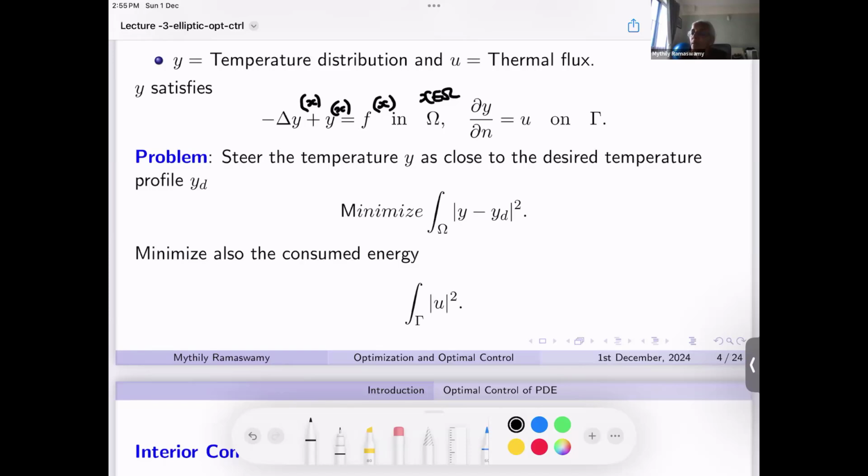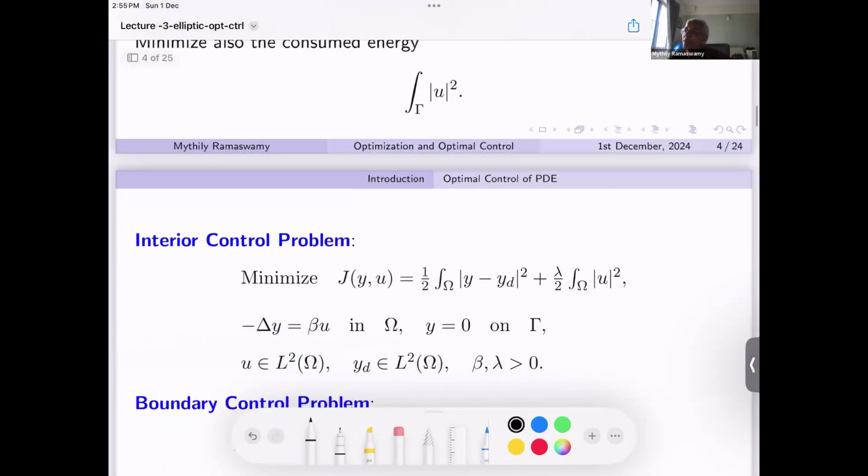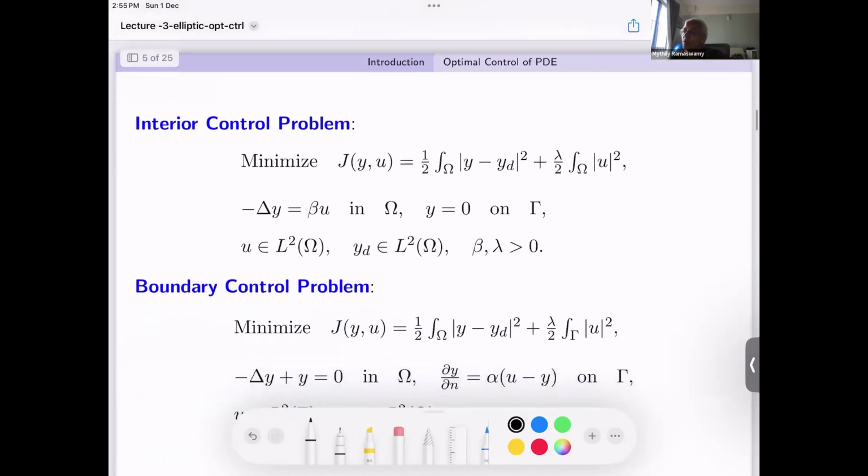Usually we take the L2 norm. Now we also want to minimize the consumed energy. The consumed energy is the U, the control that you are applying on the boundary. Suppose you are heating on the boundary, then you want to minimize the heating. So I should also put integral over gamma of mod U square. So my control functional will be the sum of these two, and we would like to minimize these. This is corresponding to the boundary control. We could also talk of interior control. So I have written both here.